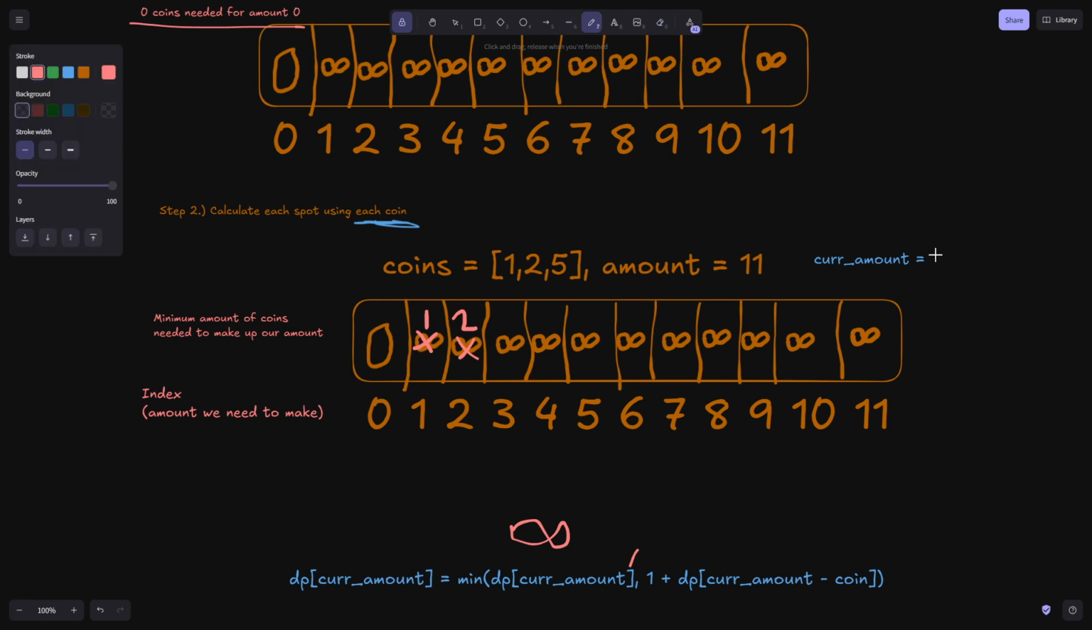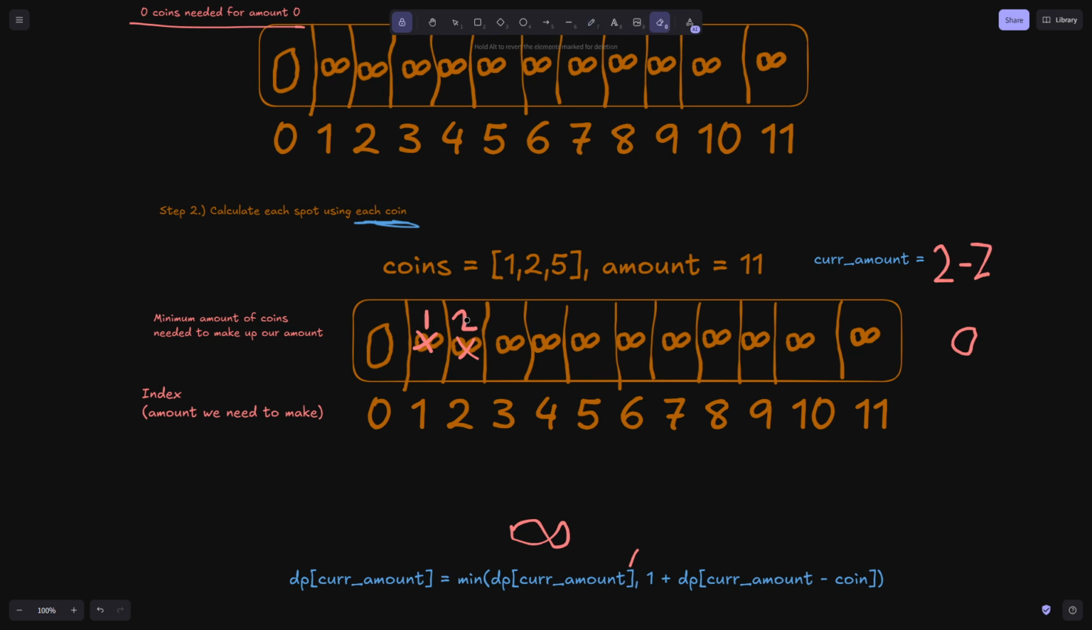Remember, we have to check the other coins too. So we're going to do 2 minus 2, that gives us 0. So 1 plus the dp of 0 gives us 1. So actually, the minimum number of coins for this position is not 2, but 1. That makes sense though, because the amount we need to make is 2, and we have a 2 coin. So obviously, we only need 1 coin. We would check 5 also, but 5 would be negative, so it's kind of irrelevant.